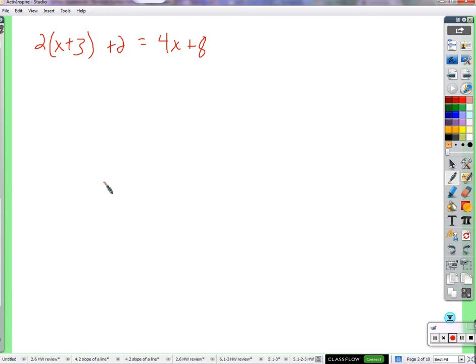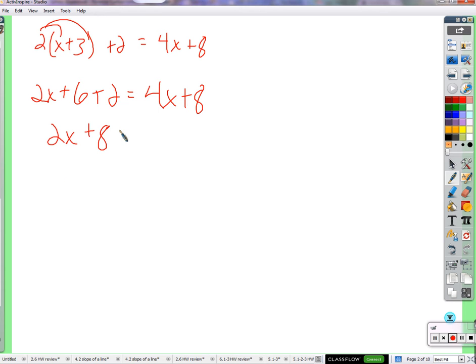Okay. Give you a few moments to do your best on that one, and then we will work on it together. Even if we're not done yet, what can we do first? Distribute. Perfect. Distribute the 2. We get 2x plus 6 plus 2 equals 4x plus 8. Next. Hallie? Add 6 and 2. Combining like terms, we get 8 there.